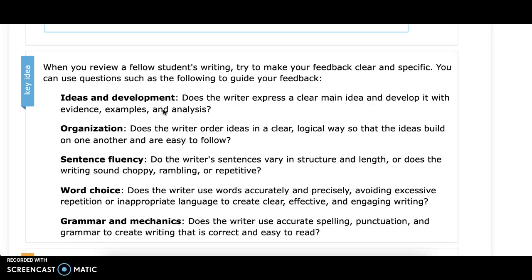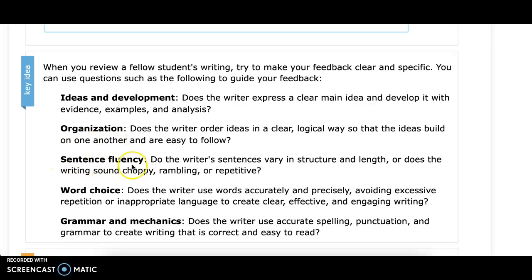Now, the second category is organization. We might ask ourselves, does the writer order their ideas in a clear and logical way so that they build upon each other and so that it's easy to follow? Again, if you see a question that asks you to examine a passage's organization, you want to be looking specifically at the way in which the ideas within that passage are ordered. Do they make sense, or would they make more sense if they were shuffled around in a slightly different pattern?